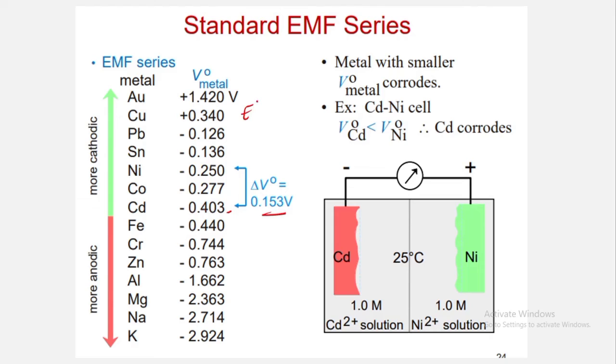We have this E cell, where the E cell is equal to E cathode minus E anode. Since we know that the nickel is the cathodic member and the cadmium is the anodic member, when you put these two together, the anodic member will undergo dissolution. So the cadmium will corrode, since cadmium is more anodic and more negative. Yes, it will corrode. Are you getting it? Because the cell potential of the cadmium is less than that of the nickel.